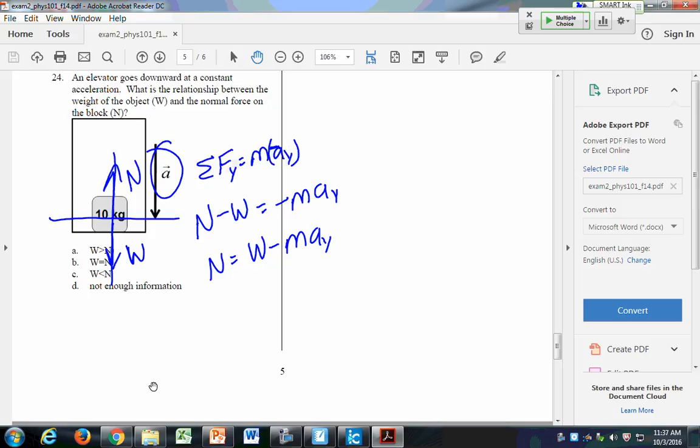What's that? Is that not what I said? Okay. This value is smaller than this value. I'm sorry, I think I did say it correctly. Yeah. The normal force then is less than the weight. So the answer here is A. The normal force is less than the weight. Is that a little more clear?